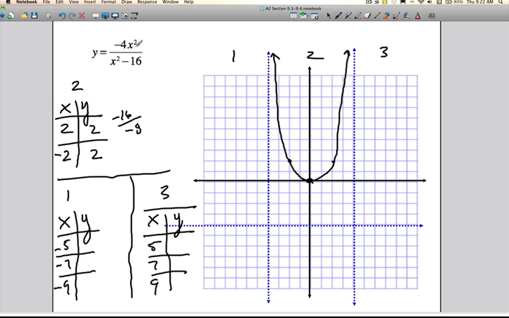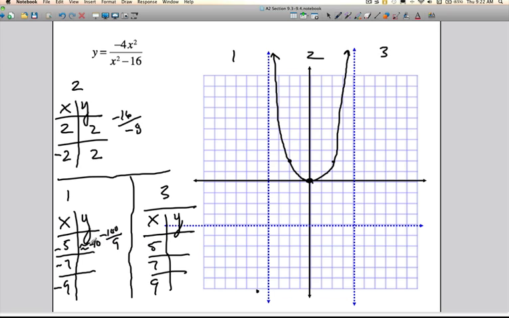So when I plug 5 in and square it, I'll get 25 times -4 is negative 100. And when I plug it in here, I'll get 25 minus 16, which is 9. So this is a little over negative 10. Okay, so that's going to be down here, a little more than negative 10.